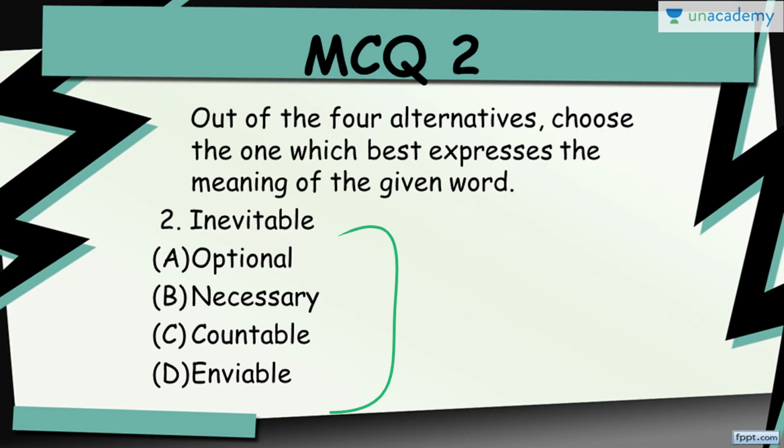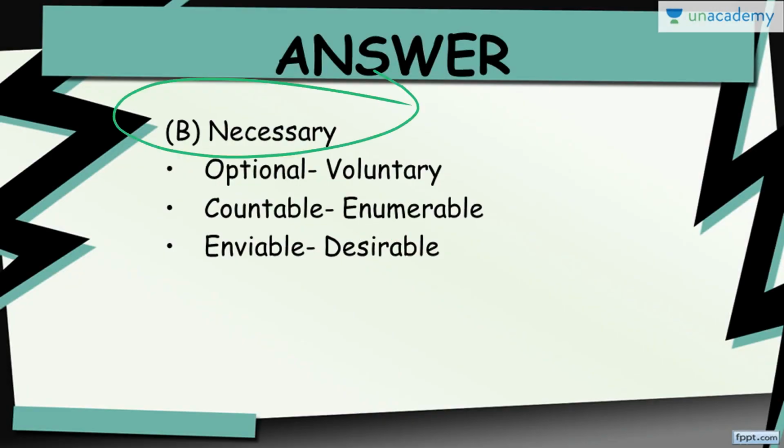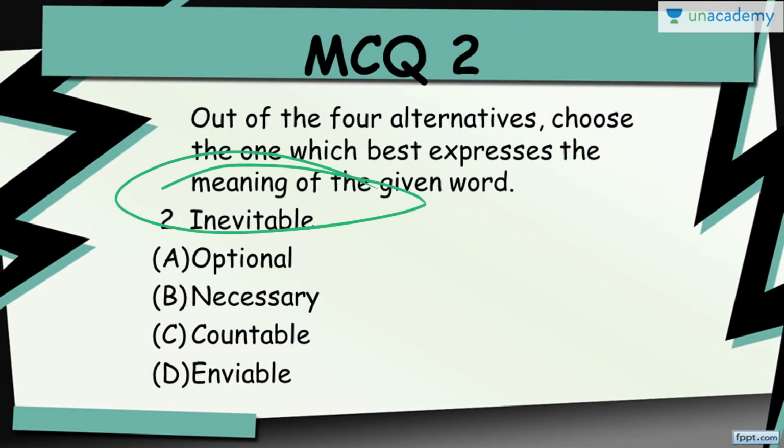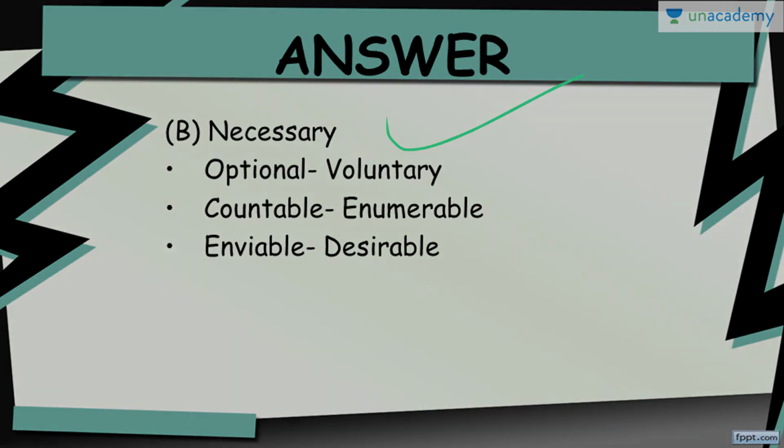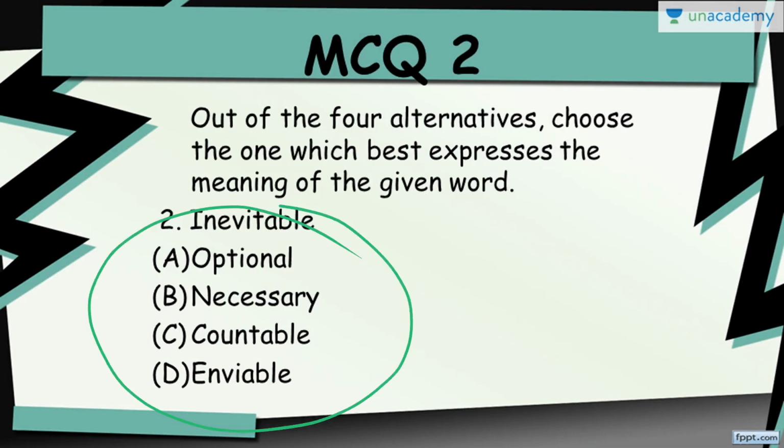So the answer to this question is necessary. Something which is inevitable, जिसे आप टाल नहीं सकते हो, which cannot be postponed, that thing is inevitable, and therefore the correct answer is necessary. Something which cannot be delayed, something which cannot be postponed, and that thing is necessary for us. So therefore we know inevitable stands for necessary. The correct answer is option B. अब the rest of the options, we will go through them once.